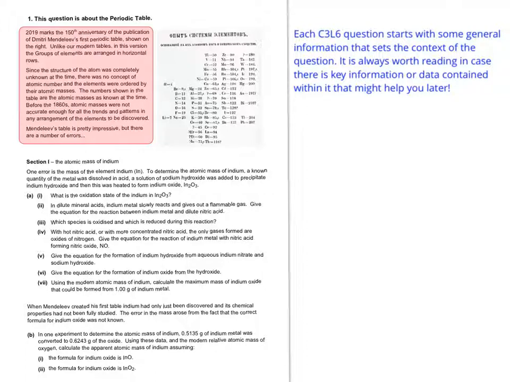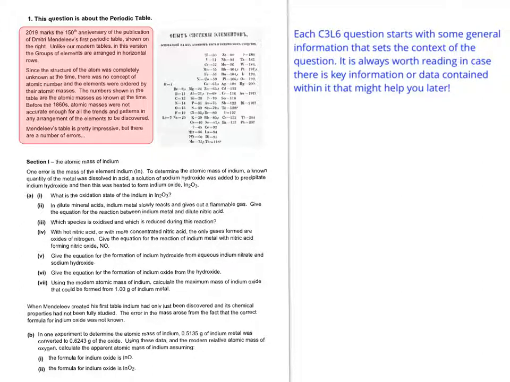So each Cambridge Chemistry Challenge question will always start with some general information that will set the context of the question. In this case, it's obviously the history of the periodic table. So it's always worth having a read of this in case there's some key information or data perhaps contained inside it that might help you a bit later.